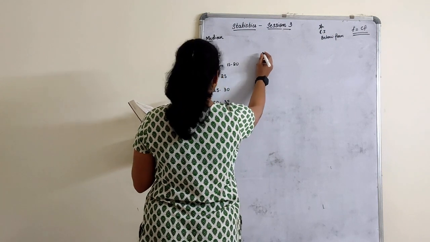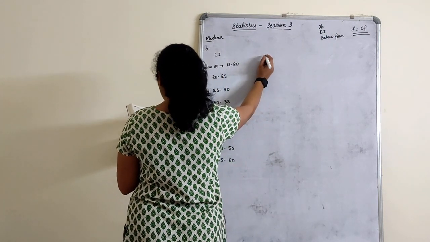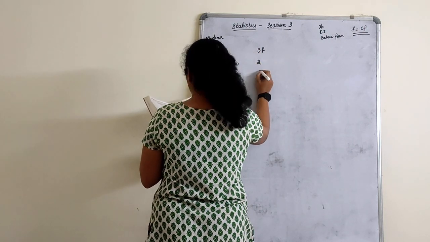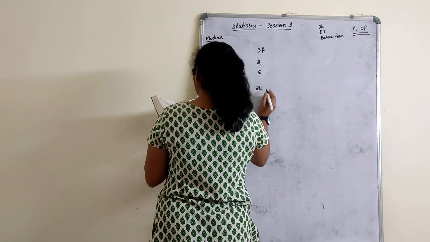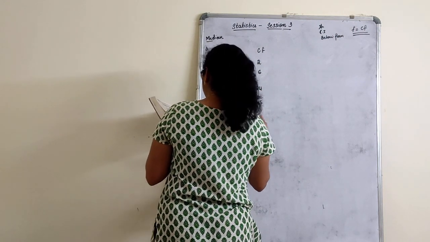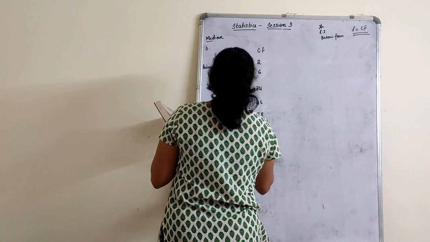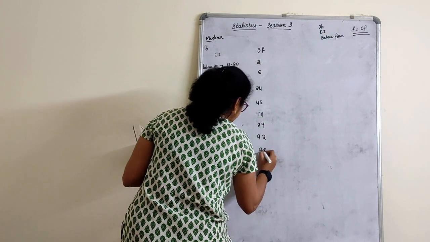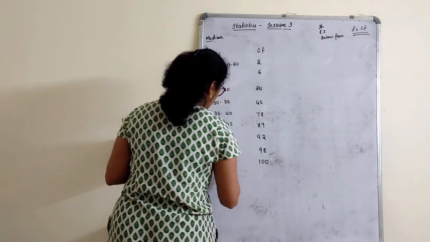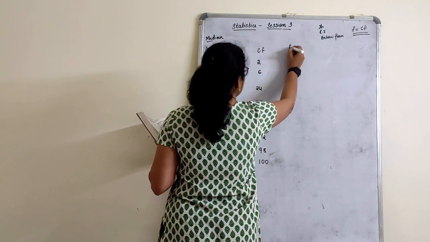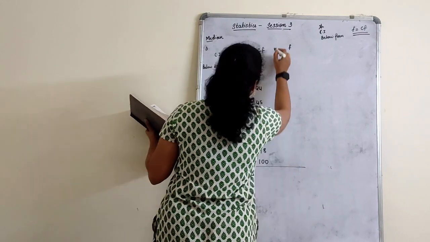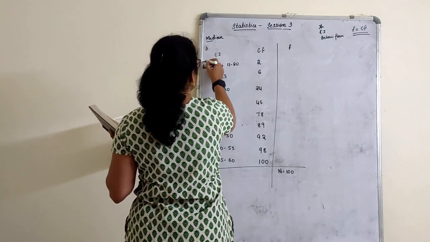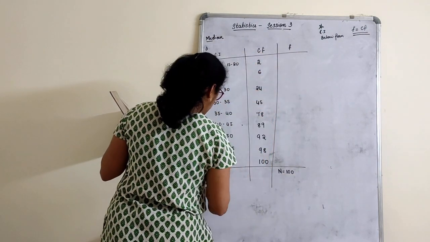Cumulative frequency is given, right? So first you write cumulative frequency: 2, 6, 24, 45, 78, 89, 92, 98 and 100, right? That means your n is 100. When we calculate, n is 100. That is how it actually works. Now I have to calculate f for this.